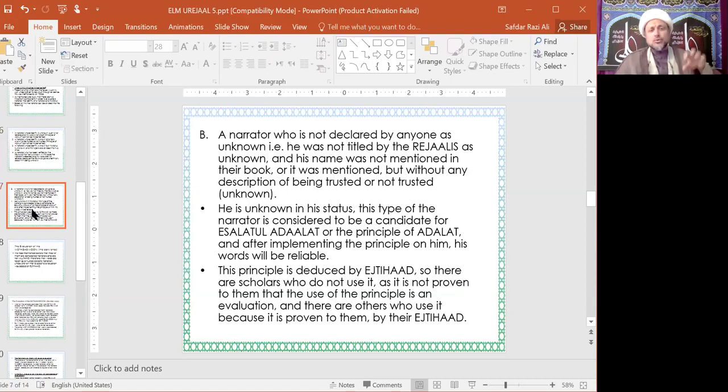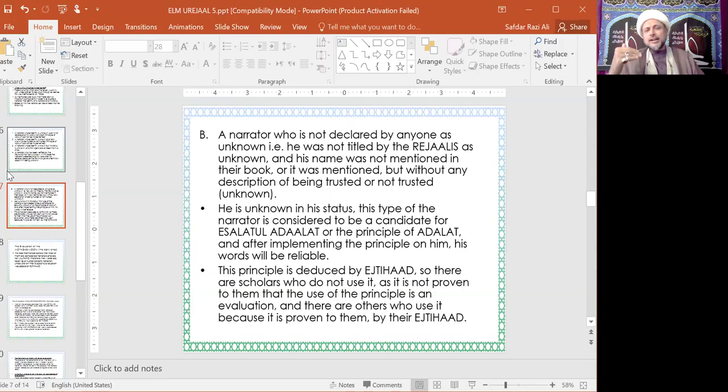So the only situation where we can apply it, the fourth situation or B from the third section, is a narrator who is not declared by anyone, I mean by the Rijalis. He was not titled by the Rijalis as unknown. The Rijalis did not rubber stamp him as unknown. No, he's open. His name was mentioned in their books, so we know who he is. Or it was mentioned, but without any description: not saying he's trusted, not trusted, or unknown, nothing.